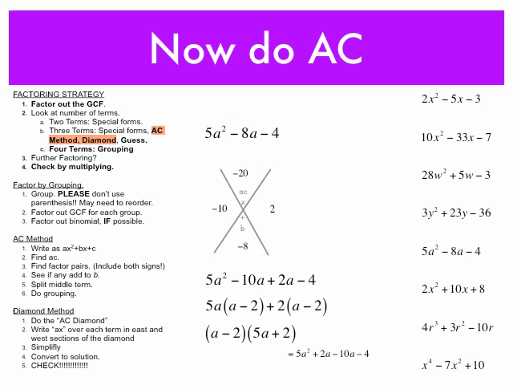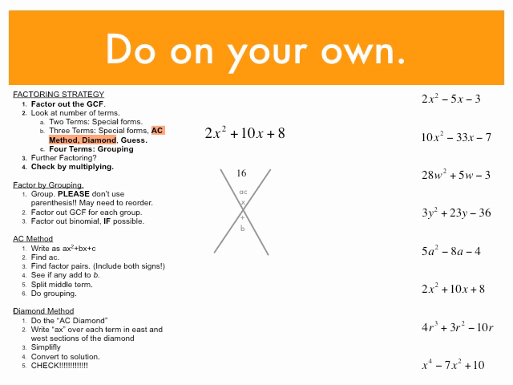Okay, this next one, we'll do the diamond method. All right, so now we've got this one right here. We take AC is 16 and B is 10. What two numbers can I multiply to give me 16 and add to give me 10? Well, that would be 2 and 8. So I put 2x over this one and 2x over this one. 2x divided by 2, that's x over 1. 2x divided by 8, that's x over 4. So I'll change that to x plus 1 and x plus 4.